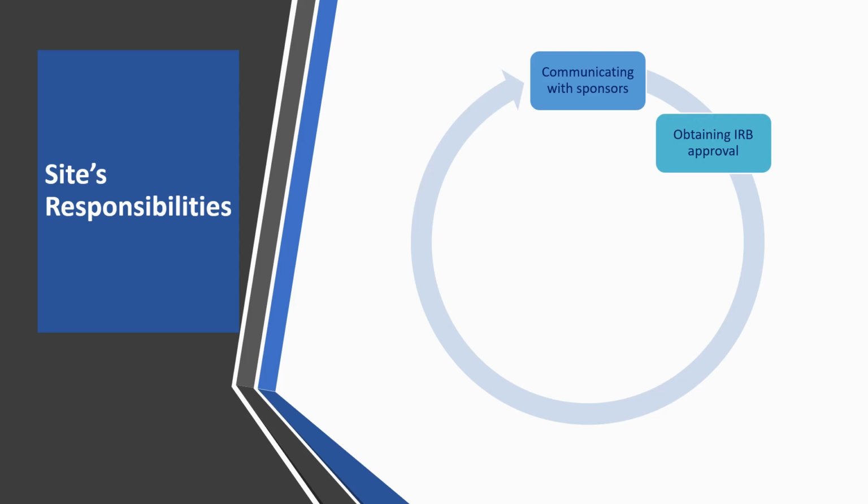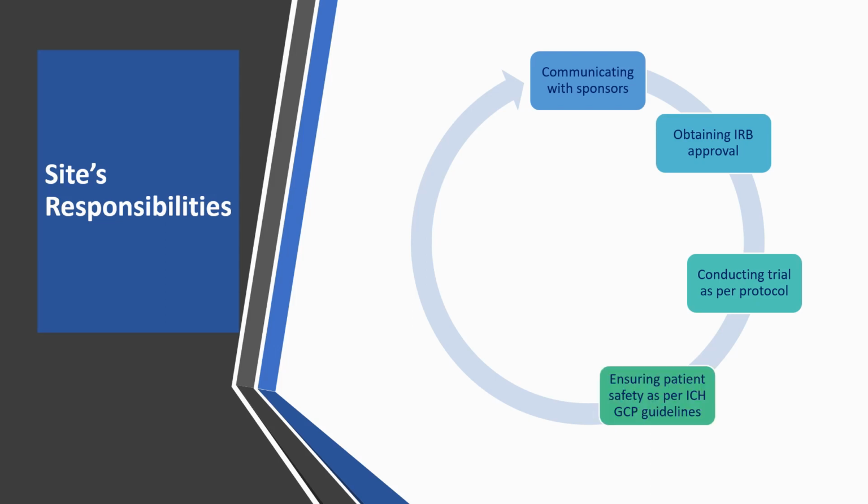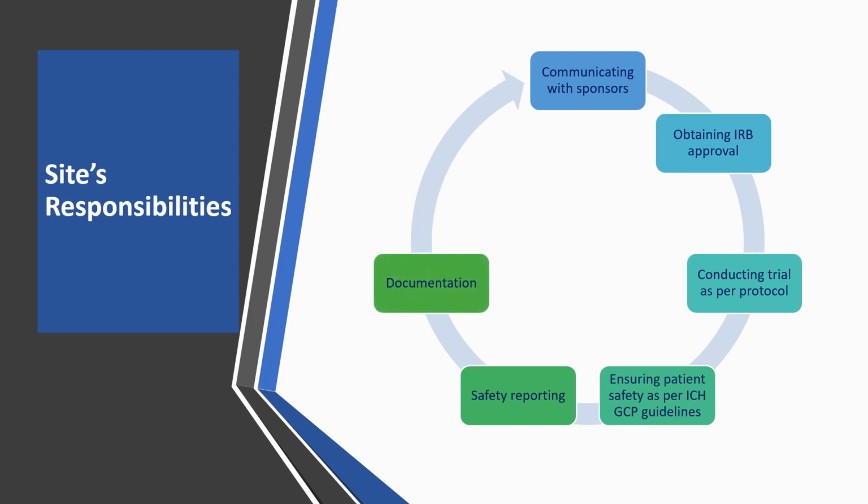obtaining IRB or Institutional Review Board approval, conducting the trial as per protocol and applicable regulatory requirements, ensuring patient safety as per ICH GCP guidelines, safety reporting, communicating serious, unexpected, and adverse reactions to sponsors and regulators, documentation, to maintain accurate records including source records and all versions of the protocol and the informed consent form, label, use, and storage of the drug in accordance with the regulations and the protocol or the investigator's brochure.